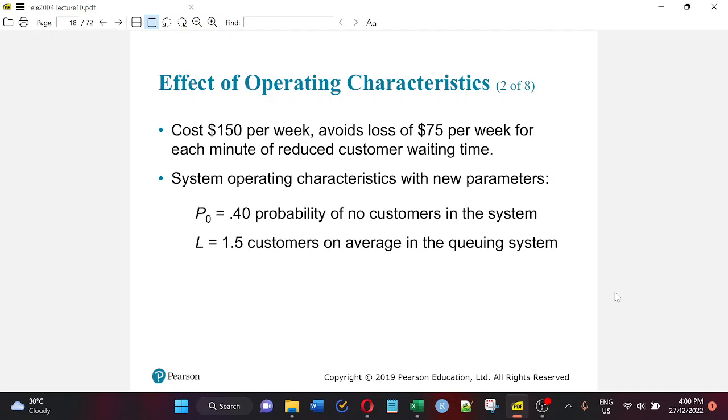You imagine at Jalan Bukit, for example, there's 99 Speed Mart and there's KK Mart, right? A lot of people are going to 99 Speed Mart, and then they have to wait like 10, 8 minutes, and then you see, oh, KK Mart is empty, I better go there. So the cost of losing these customers is estimated to be $75 per week for each minute of reduced customer waiting time.